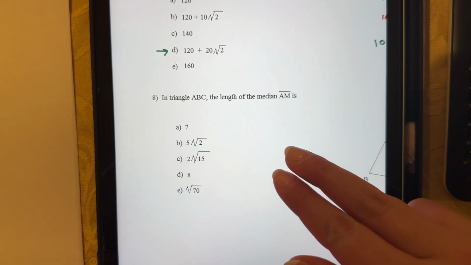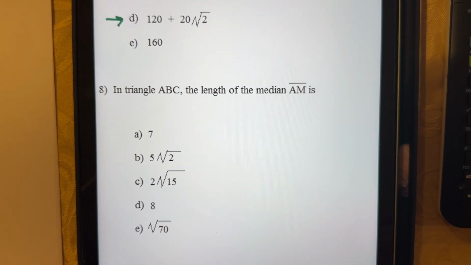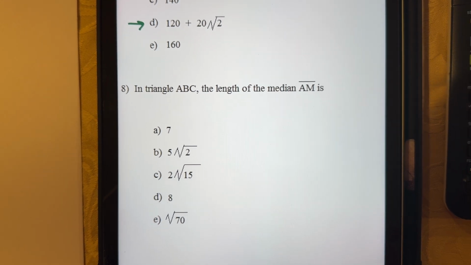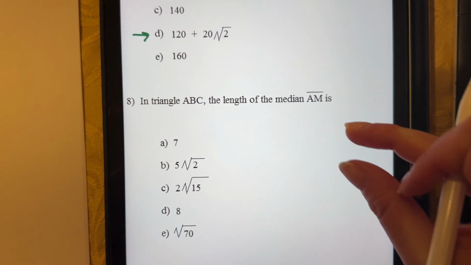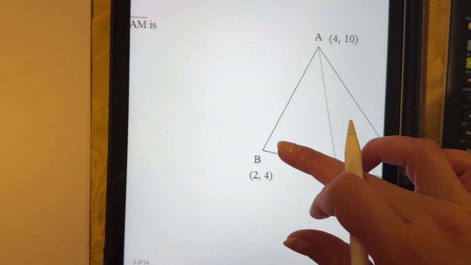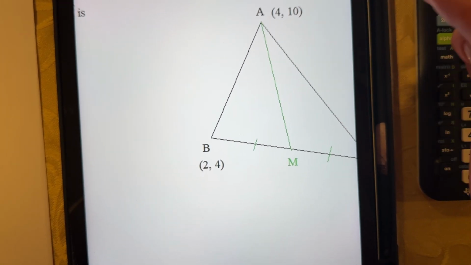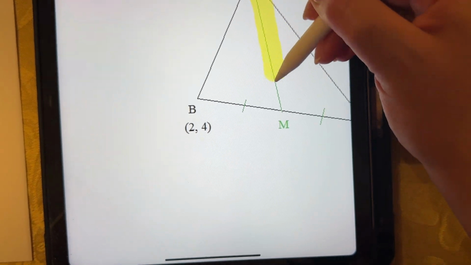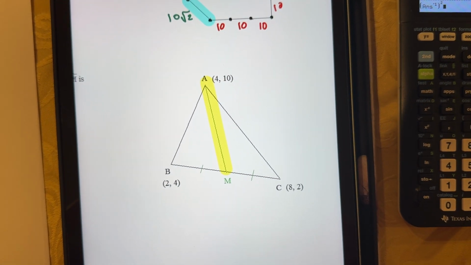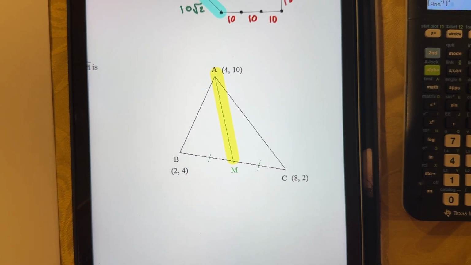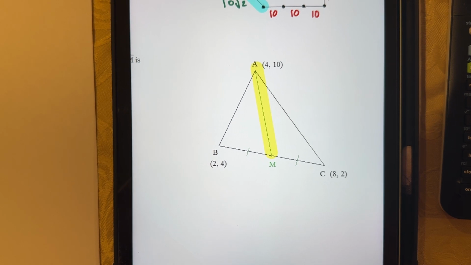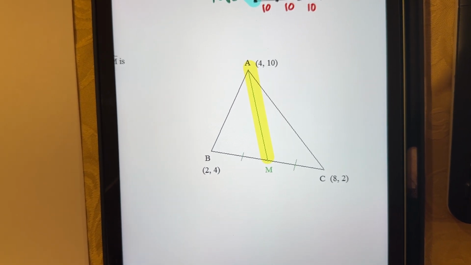Finally, on this page, we have Question 8, asking, in triangle ABC, what is the length of the median segment AM? Anytime you have a bar above, we call this a segment. Here they have drawn the segment for us, which is super convenient. A median, like the name sounds, cuts through the middle of this triangle. We're trying to figure out specifically the length of this highlighted median, segment AM.